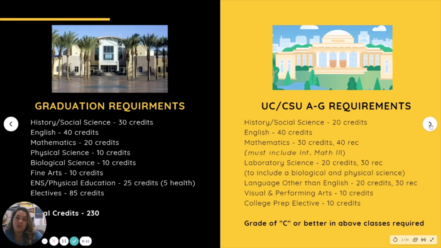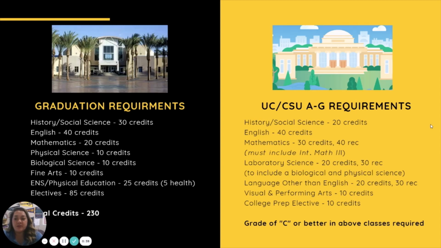It's important for you to know what your graduation and college requirements are. The UC-CSU A through G requirements are the requirements for the University of California and California State University college systems. They're a standard that we tend to go by, but it's important that you look at the requirements for all colleges that you are interested in to ensure that you meet the minimum requirements for any college that you plan on applying to in the future.